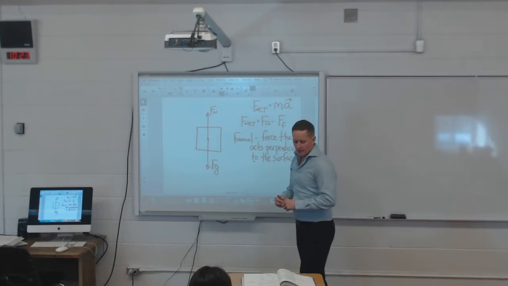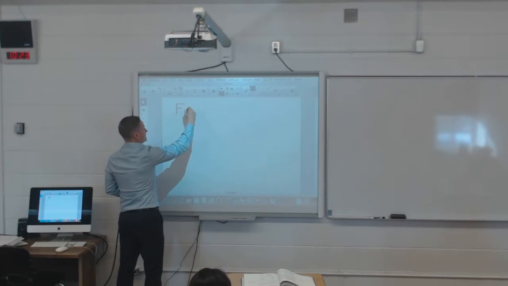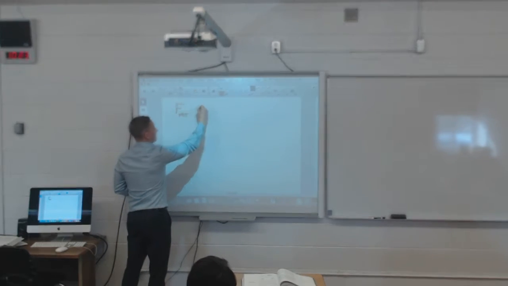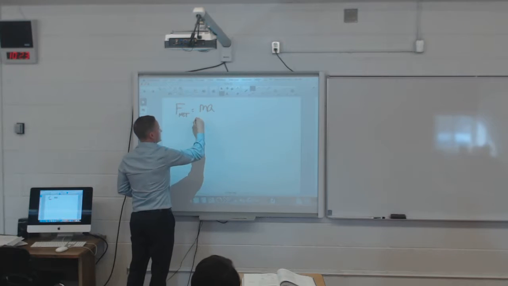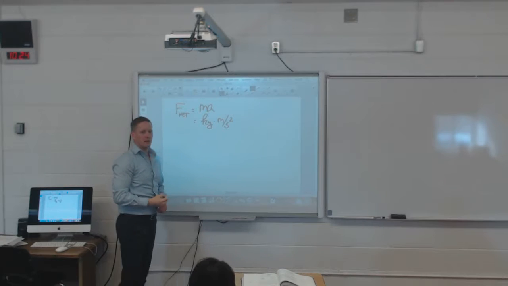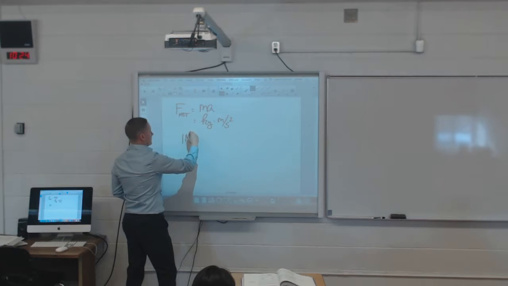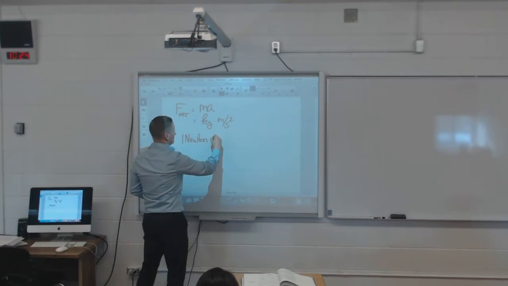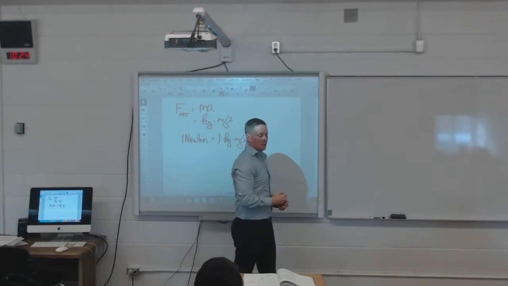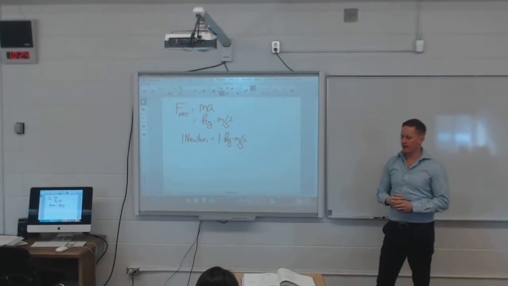I've got to do one more thing here. What are the units on force? Newtons. So mass times acceleration, kilograms times meters per second squared are my units for both of those. And one of those is equivalent to 1 Newton. So 1 Newton is equal to 1 kilogram meter per second squared.